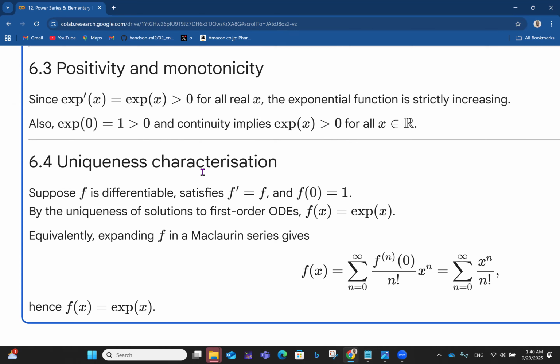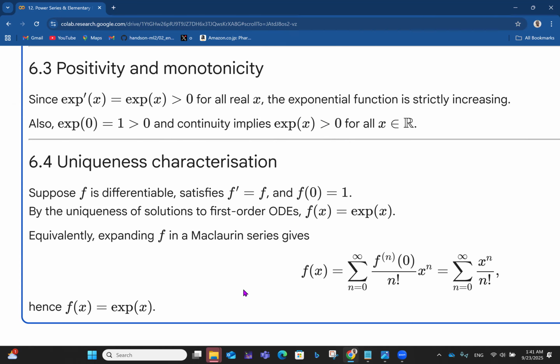Then you have uniqueness characterization. Suppose f is differentiable, satisfies f prime equals f, and f of 0 is 1. By the uniqueness of solutions to first-order ODEs, f of x automatically would have to be exponent of x. That means if you differentiate any function and you end up getting the same function you started with, and then you evaluate that function at 0 and you get 1, then it has to be an exponential function. That is the idea of uniqueness characterization.